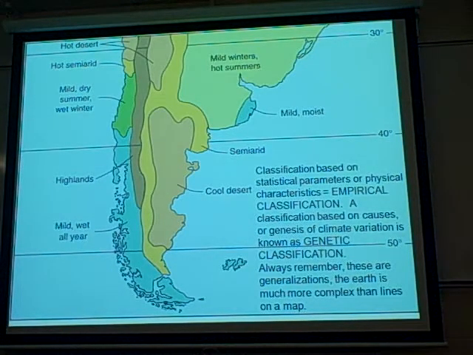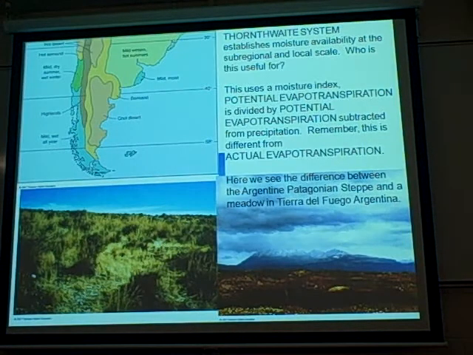So when we're looking at climates, we have a classification system. This classification system is very, very much tied to precipitation, basically, as you'll see when we show some more examples.